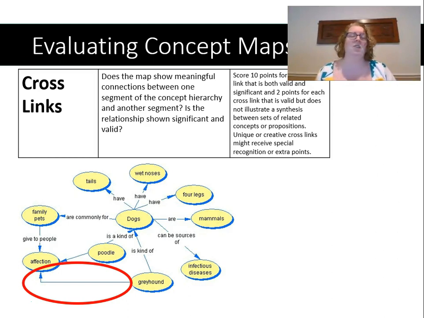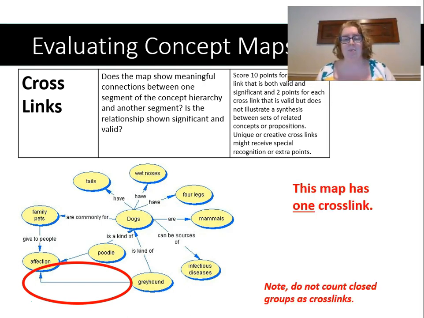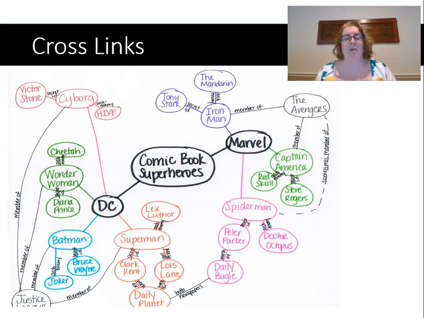Really, you're just trying to capture your students' thinking in the concept maps and trying to systemize your evaluation of that thinking. So in this example, I marked, think about where you see crosslinks in this concept map or in the concept map that you created.